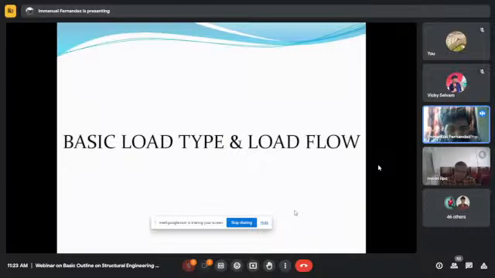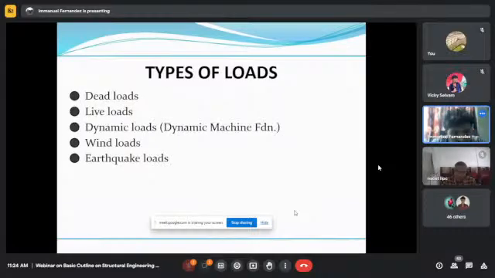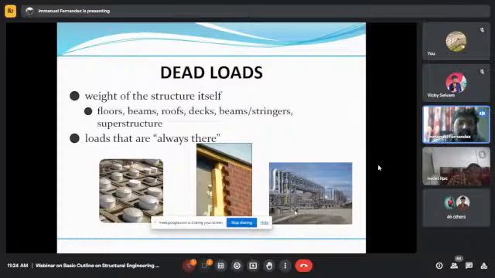So I just want to cover the basic load types and the load flow. Before going to the structural components, I will just explain how we do the design. We generally consider these five loads as the major loads, like sustained loads and dynamic loads. In sustained loads or static loads, we have the dead load. Dead load is nothing but the empty weight of the structure.